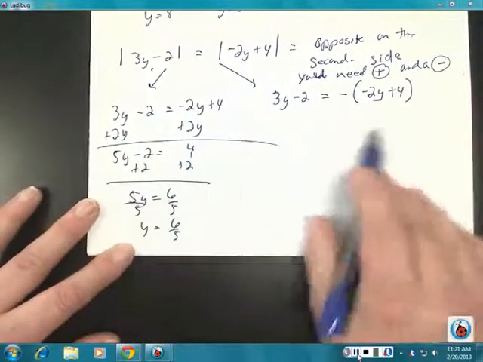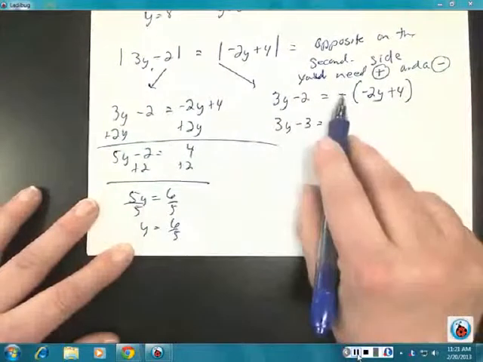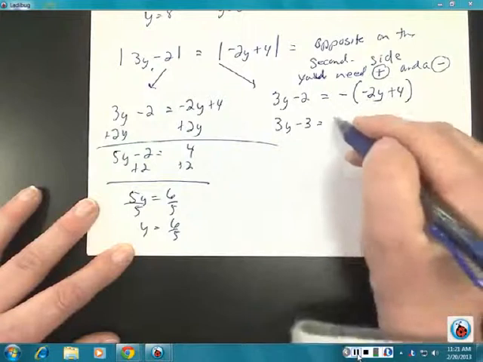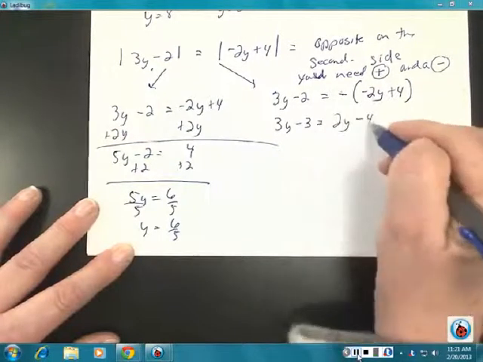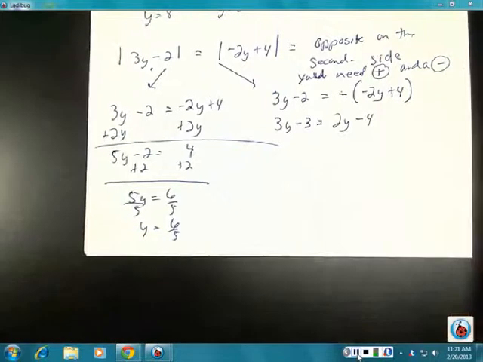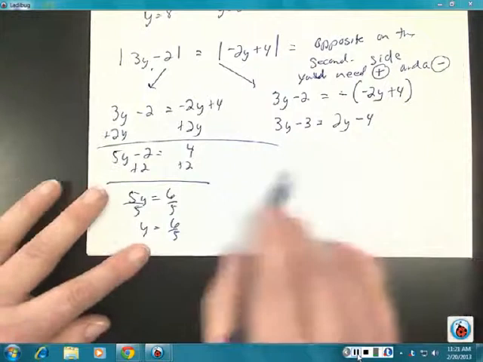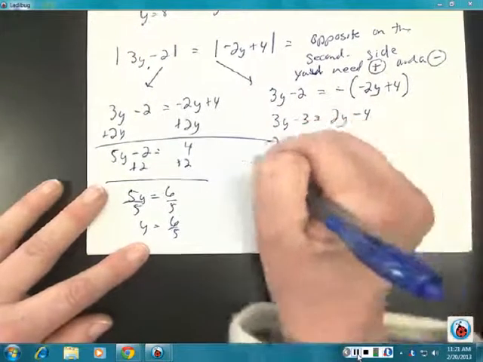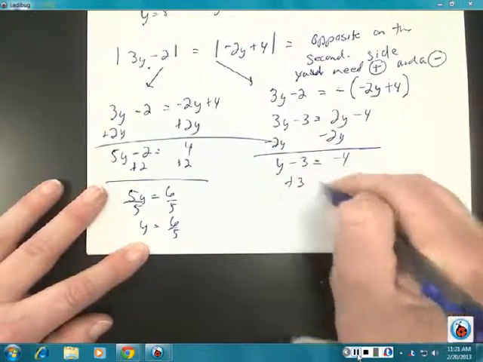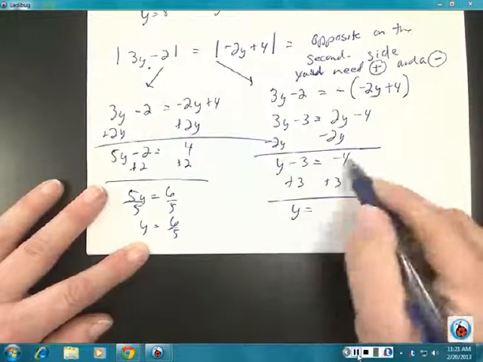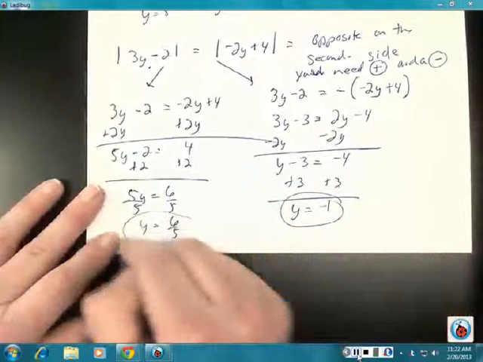Then do the same over here, but before you move anything, you need to multiply. Negative 1 times 2y is a positive 2y. Negative 1 times a positive 4 is a negative 4. Again, all those rules from chapter 2. Chapter 2 is kind of the base for everything. So, move my 2y over. Add 3. Negative 4 and a positive 3 is a negative 1. So there's my two answers.